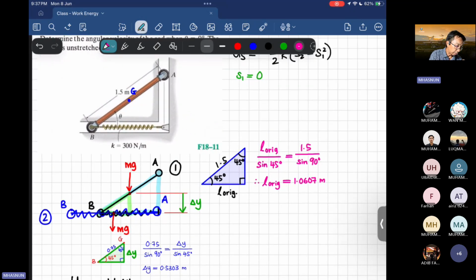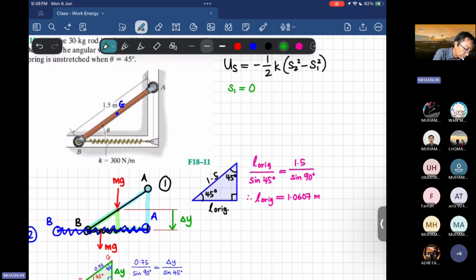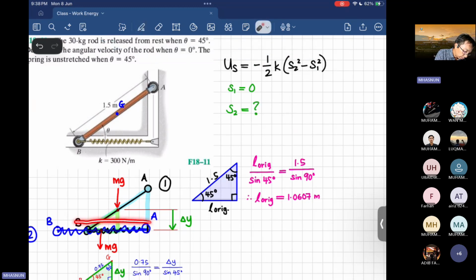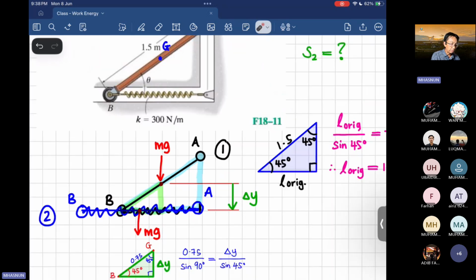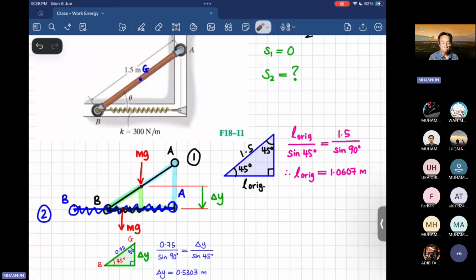Now S1 pun kita dah tahu, which is 0. So what we want now is S2. How do we get S2? Pada position yang kedua, length spring punya panjang adalah this. This is the length of the spring pada position yang kedua. But this is not S2. Remember, S2 bukan panjang spring. S2 is the pemanjangan spring. Jadi kita nak kena tahu panjang spring pada position yang kedua, which is this length lah, and then kita kena tolak dengan original length of the spring. Then only we will get the value of S2.